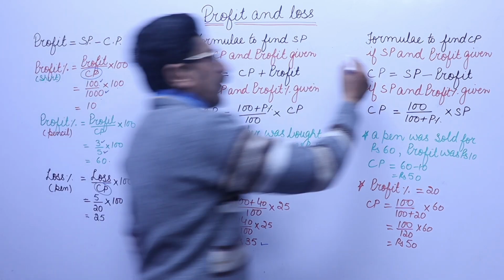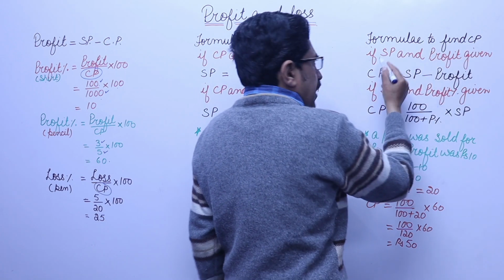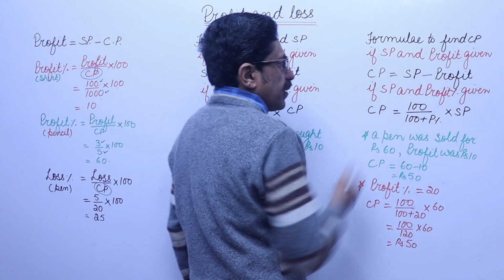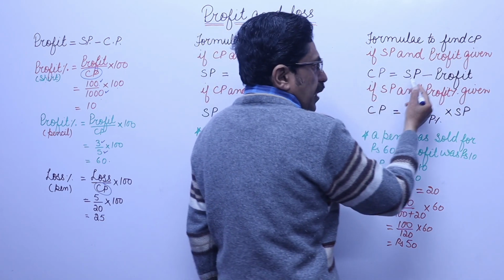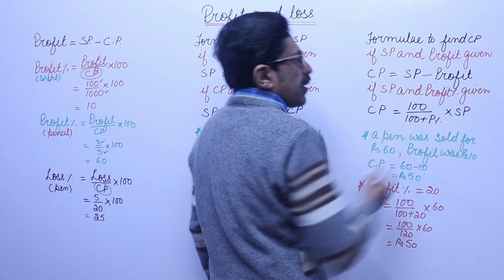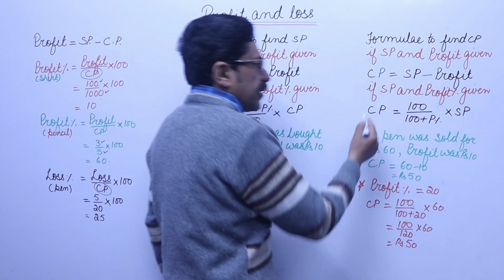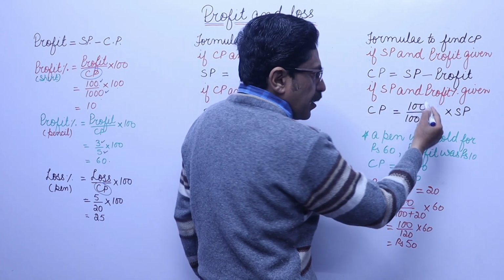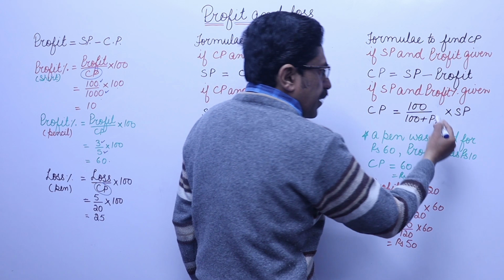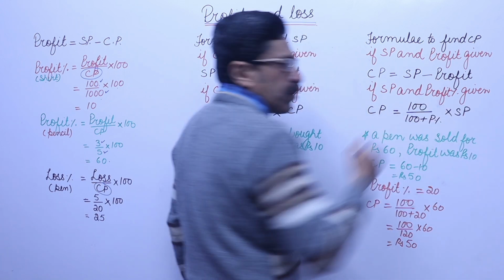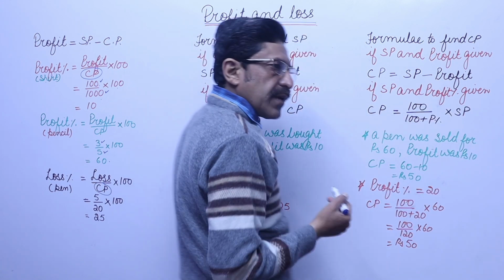Now, to find CP when SP and profit are given, CP is equal to SP minus profit. In place of profit, if profit percent is given, then cost price is equal to 100 over 100 plus profit percent into SP. Let us take one example.